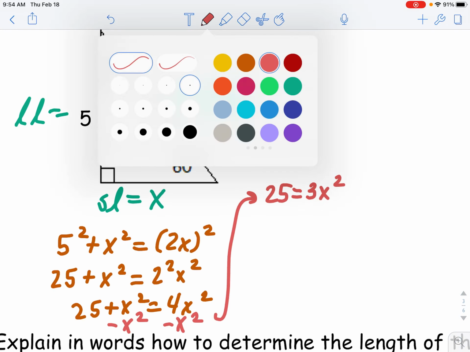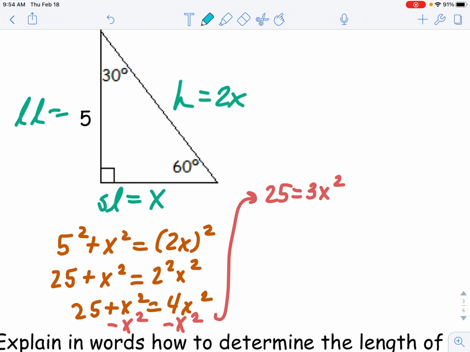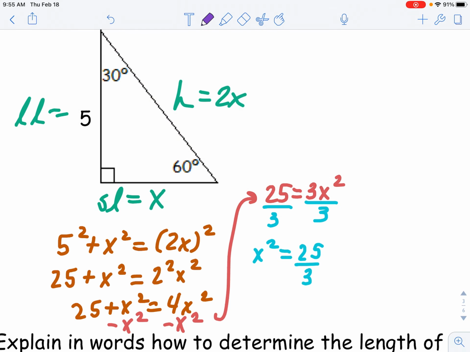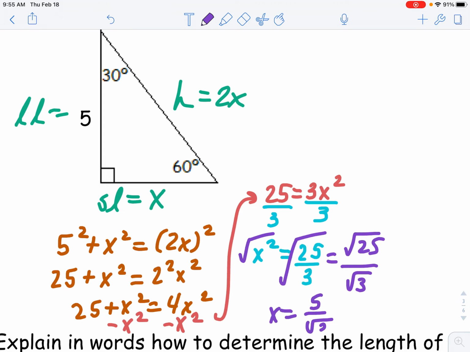Whew. Now again, I admitted this is brutal. We can do it though. Reverse order of operations. I'm just gonna rewrite things. I'm gonna divide before I do the square root, and that's why I get x squared equals 25 over 3. Take the square root of both sides, and that's gonna equal the square root of 25 over the square root of 3, which simplifies to x equals 5 over radical 3.